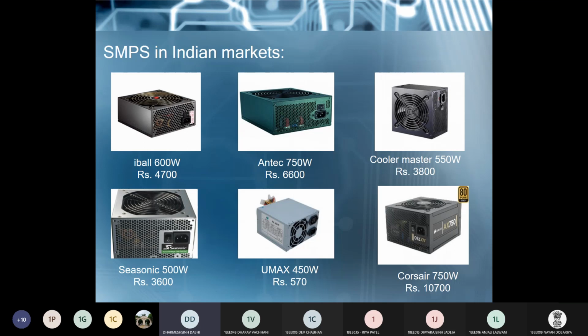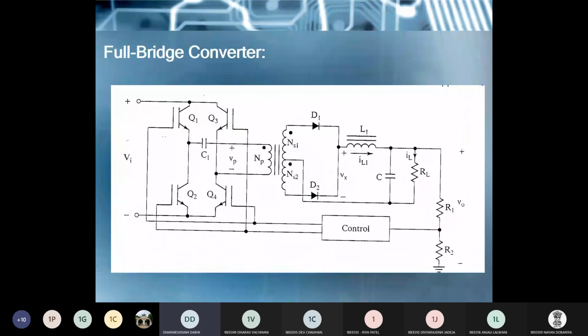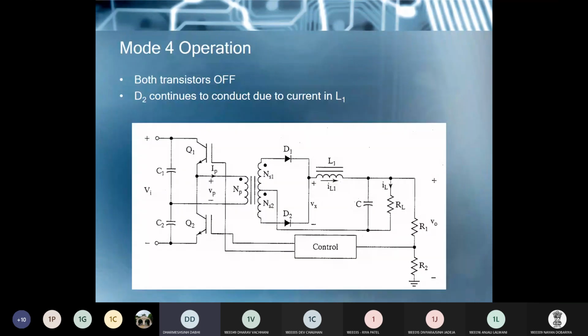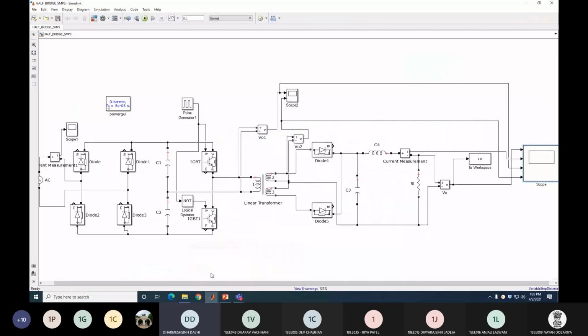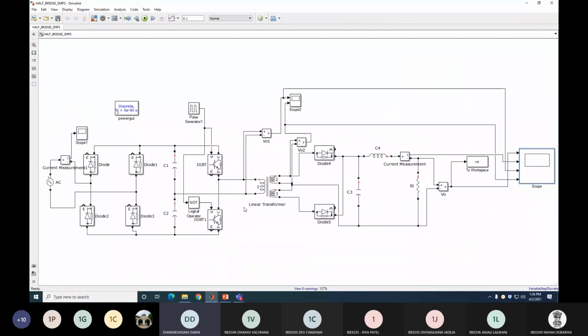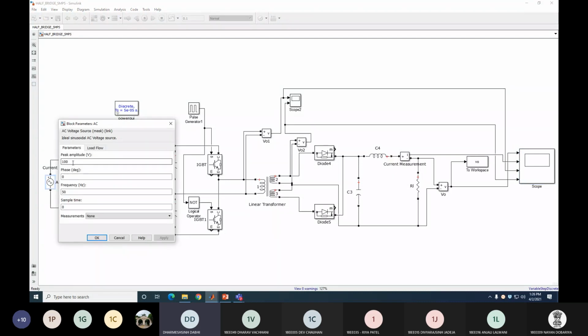So first we start the simulation of the half bridge and full bridge. Here in the simulation we do only the half bridge and full bridge simulation. So let's try to understand how to simulate it and see the waveform of it. So you can see here, in theory we have seen that we provide the AC supply. Here I take 100 volt AC of 50 Hz.